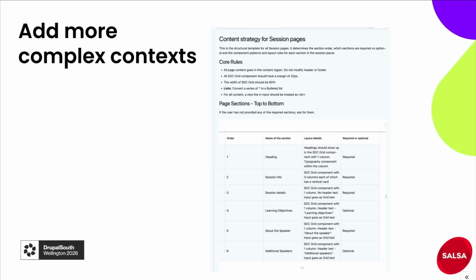And then at the bottom, we have the top to bottom sections where we are also saying whether this section is required or not required. So for example, heading is top, use the SDC component. Within the SDC grid, use the typography component. Then we have the title info, use the SDC grid and 3 cards, and so on and so forth. And we are also saying what is required and what is not required. So this is another context that we have added.